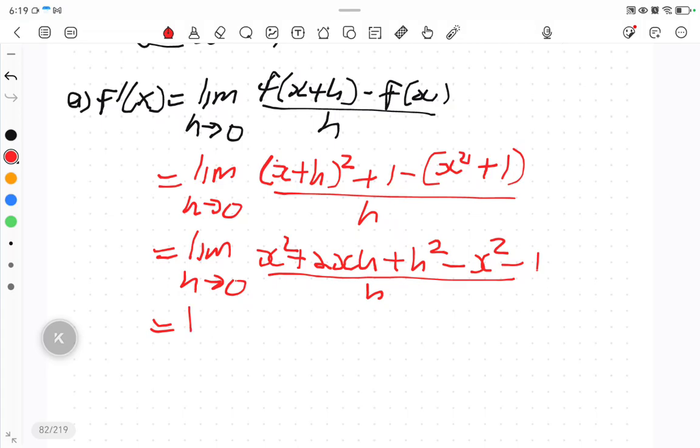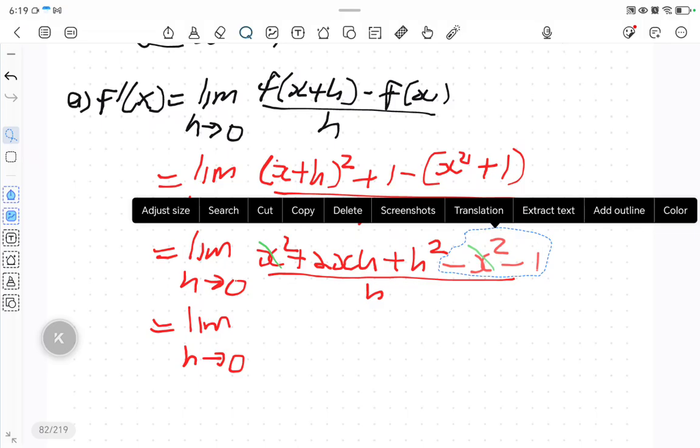And this would be the limit as h approaches 0. X squared will cancel x squared. And I forgot the plus 1 somewhere here.